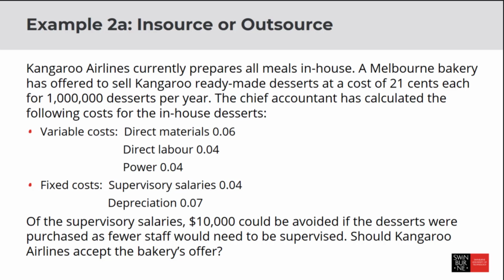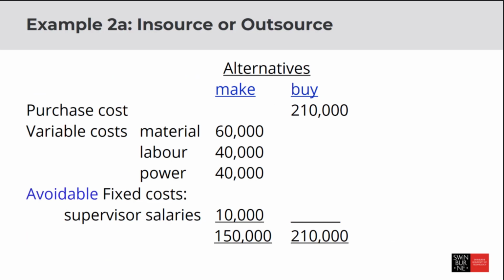Well, let's have a look at what we have here. So what are the options for you? The option is either you keep making it or buy it from a Melbourne bakery. If you want to buy from a Melbourne bakery, the total cost for you will be 21 cents for each dessert times 1 million desserts per year. It equals $210,000.